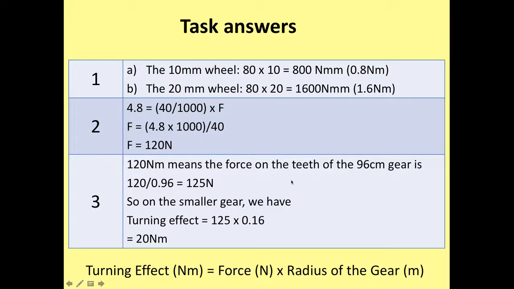Question 3 then. 120 Newton meters means that the force on the teeth of the 96 centimeter gear is 120 divided by 0.96. Again, we're doing this in meters. Our torque, our turning effect, is in Newton meters, so we convert our centimeters into meters, and we get 125 newtons. This then is the force that's acting on the smaller gear, and the turning effect is the size of the force times the radius of the gear, 125 times 0.16, again in meters, to get 20 Newton meters. Hopefully that's all nice and clear. Do review that if you're not sure, so that you are sure about those calculations.